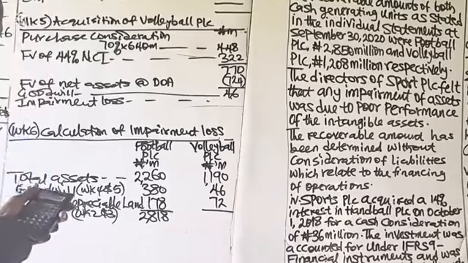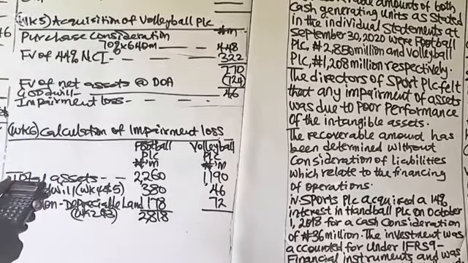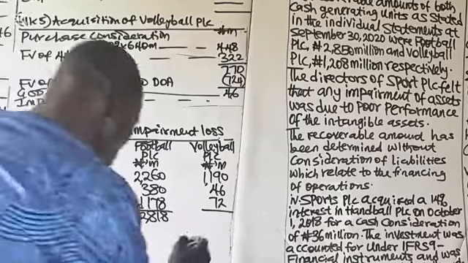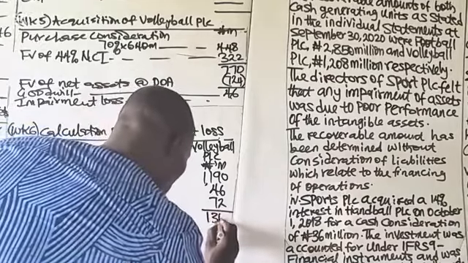For volleyball, 1,190 plus 46 plus 72. That is totaled 1,308.